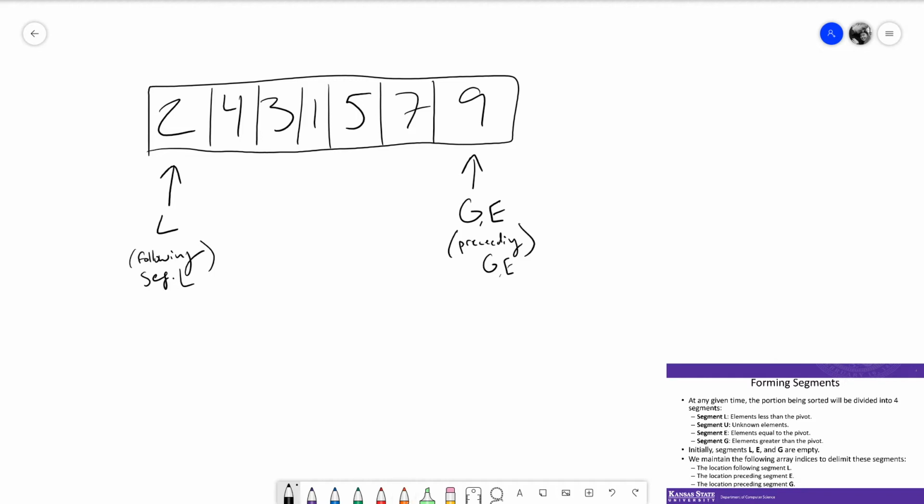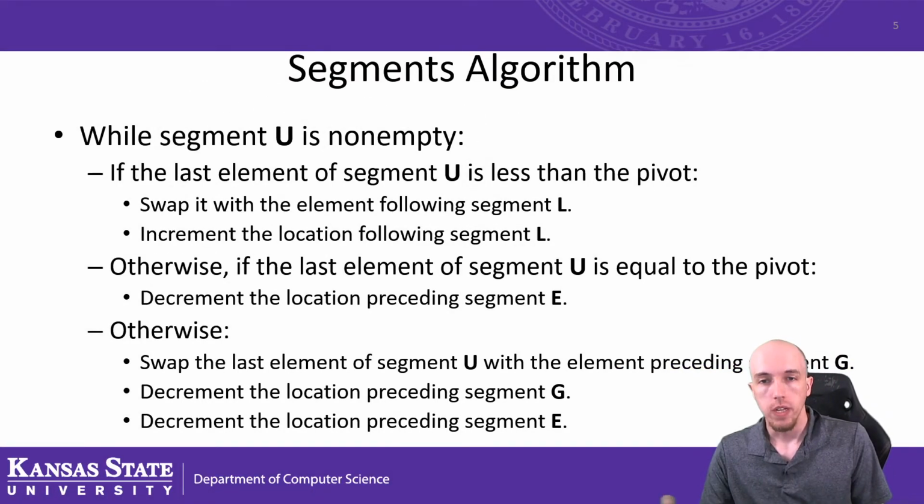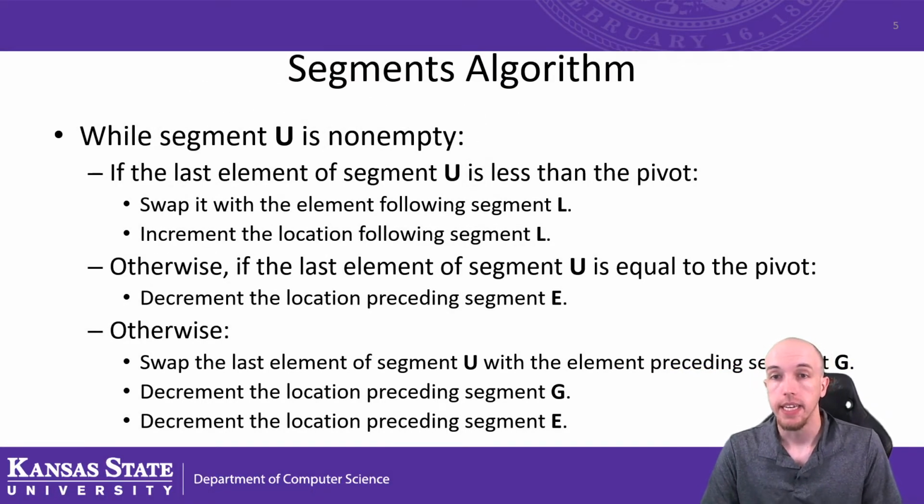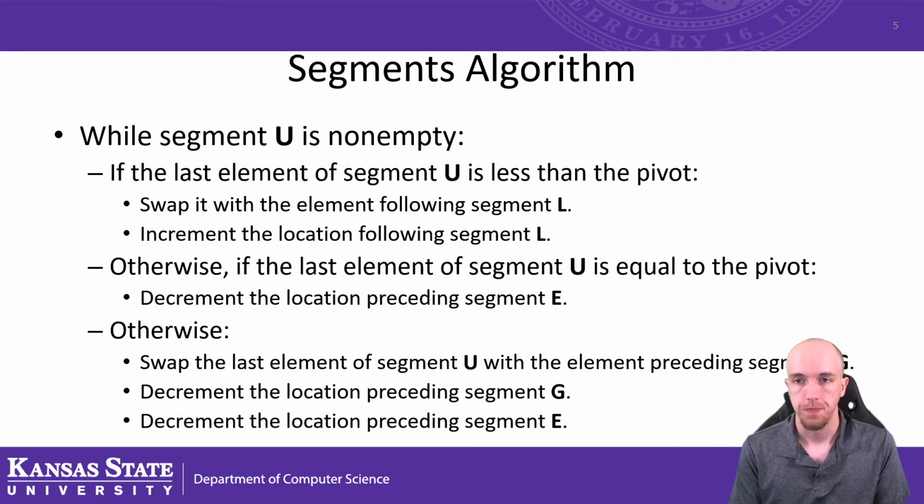So let's take a look at how we actually get all of these segments moved into our specified locations. Once we have our pivot point and the indices for each segment, we can then process all of the unknown elements, the elements that we haven't moved into our segments yet. We're going to start at the end of U, at the end of our array, and work our way backwards.